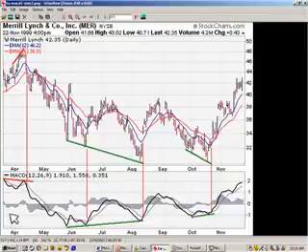I would like to point out that the histogram represents the difference between MACD and its 9-day EMA. As the histogram gets larger, this represents how wide the distance is between the MACD and the 9-day EMA. The histogram is positive when the MACD is above its 9-day EMA. So in this case, here's where the MACD crossed over and it's above the 9-day. The histogram goes positive at that point. And the histogram goes negative when the MACD is below the 9-day EMA.